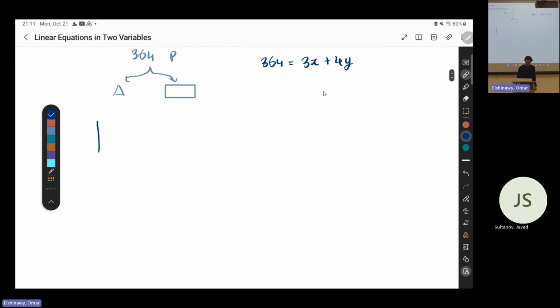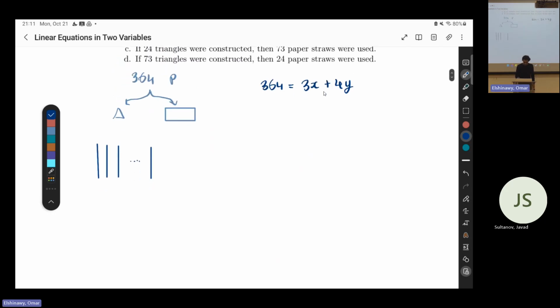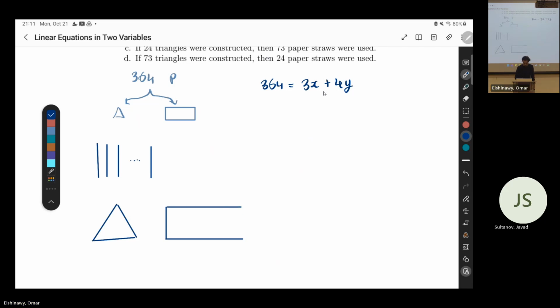Now, just to visually give you the image, we have straws like this. Many of them. We have 364. But I don't know where you can get 364 straws. And so, how many straws does it take to create a triangle? Not too difficult. And how many to create a rectangle? Okay, then this takes 4 and this takes 3.